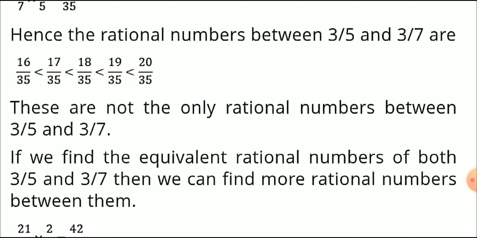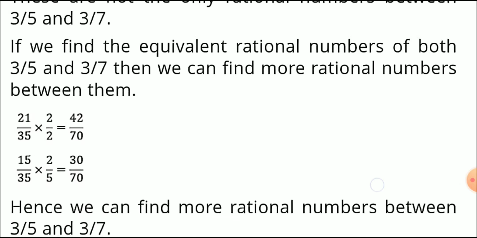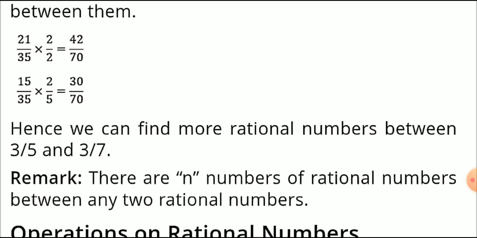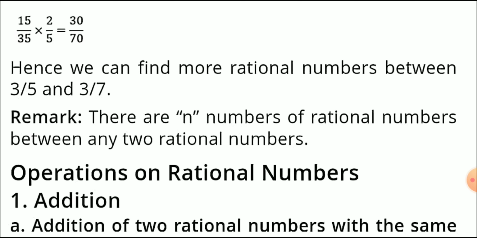These are not the only rational numbers between 3 upon 5 and 3 upon 7. If we find the equivalent rational numbers of both 3 upon 5 and 3 upon 7, then we can find more rational numbers between them. So there are infinitely many rational numbers between any two rational numbers.